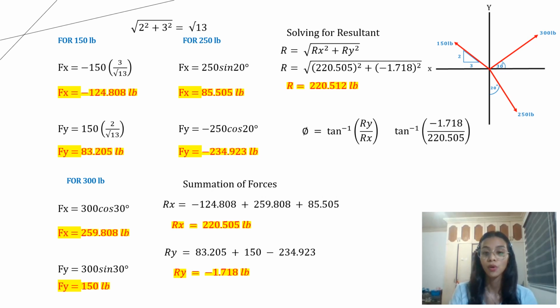For solving for angle, we have the tangent raised to negative 1 times Ry over Rx. So we have the tangent raised to negative 1 times our Ry, negative 1.718 over our Rx, 220.505 is equals to 0.446.